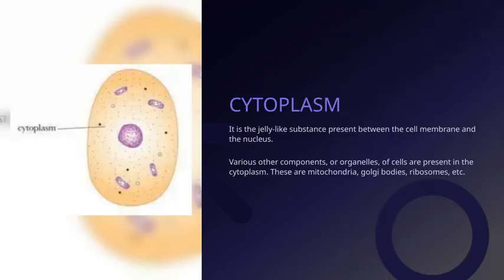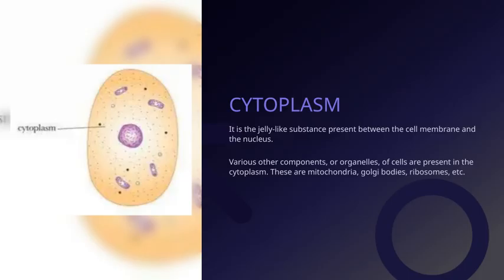Let's talk about the cytoplasm. It's the jelly-like substance that fills the space between the cell membrane and the nucleus. Think of it as the cell's interior soup, providing a supportive environment for all the cell's activities. Within this cytoplasm, you'll find various important components, known as organelles.